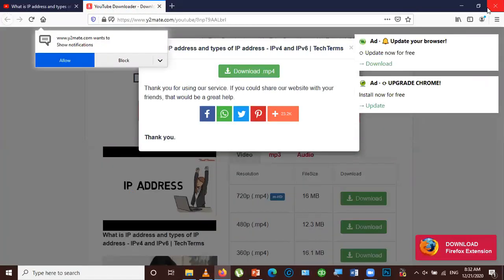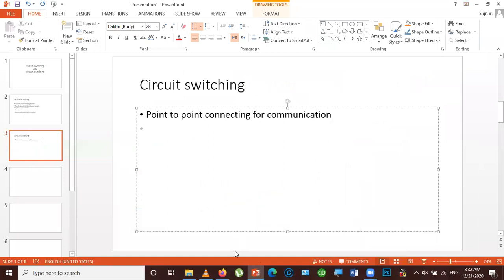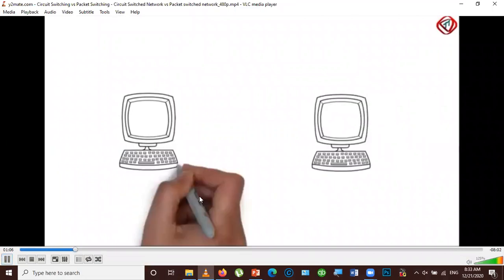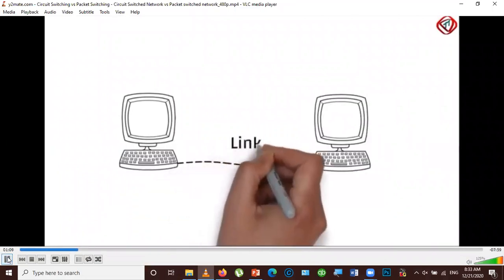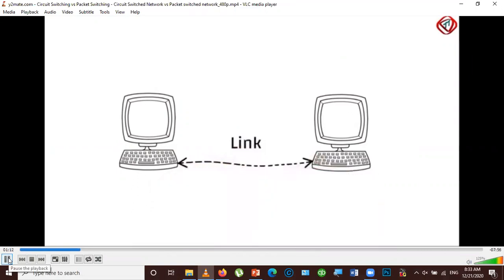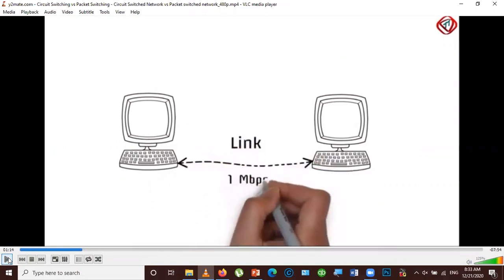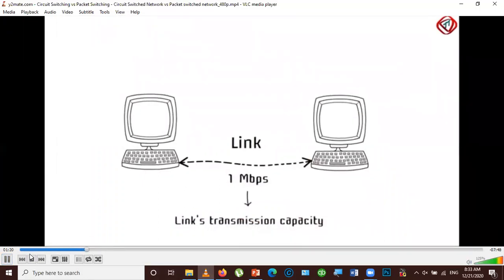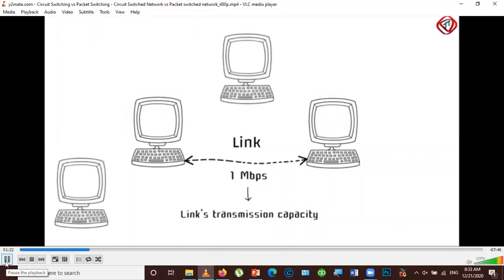For this purpose, we can take some examples. As you can see, there are two computers, and these two computers are connected with a link, and by this link we can transmit data from one place to another place. If the whole bandwidth of these two computers is 1 Mbps, this is the maximum bandwidth between one computer and another computer. So we can call it the link transmission capacity.